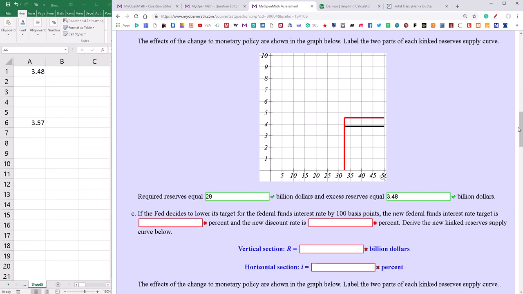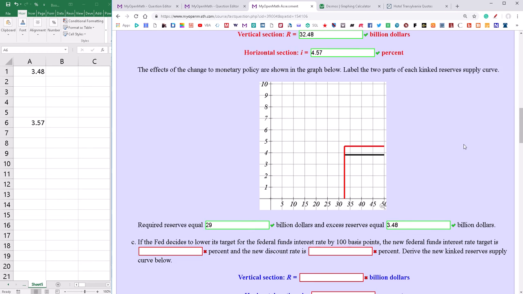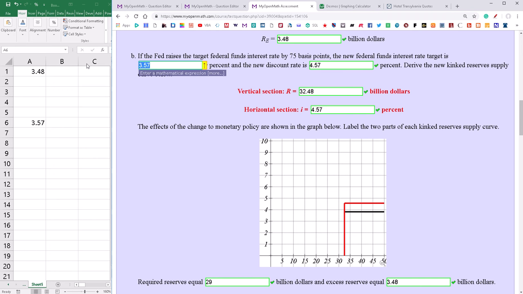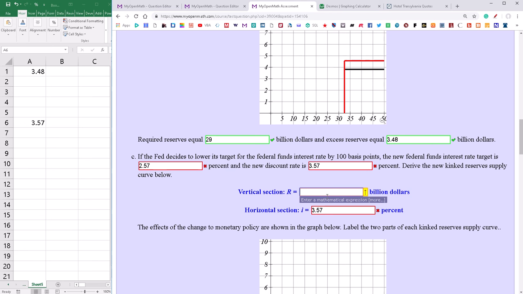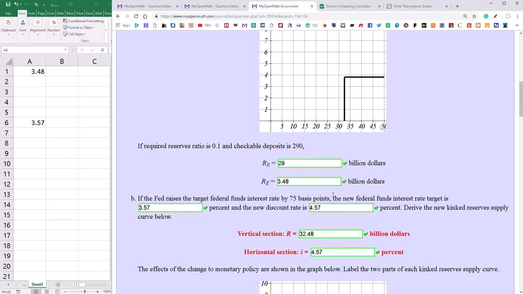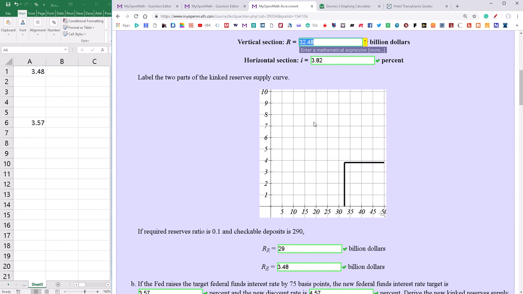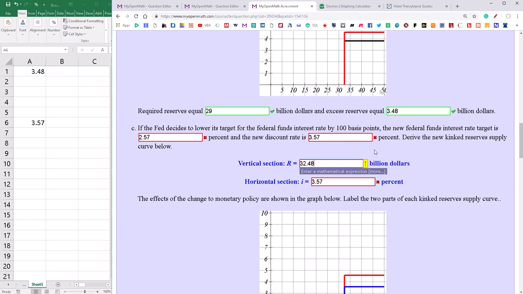Now the Fed decides to lower its target for the federal funds rate by 100 basis points. The federal funds interest rate target is now what? Well, we subtract 100 basis points, so it drops down to 2.57. And remember the discount rate policy of the Fed: it sets the discount rate 100 basis points above its target. So this is going to be 3.57. So the horizontal section is 3.57, and we're not changing reserves, so the vertical section is still 32.48, because we haven't changed it.